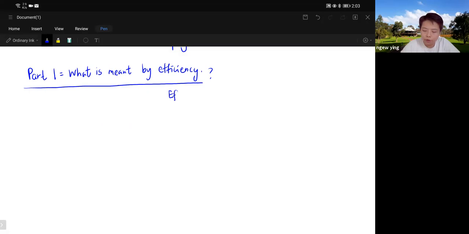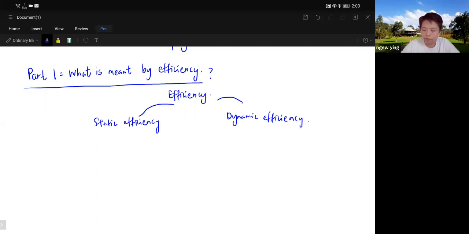So efficiency. The first category, we call static efficiency. The second category, we call dynamic efficiency. Static efficiency are those efficiencies that can be achieved at a point of time.